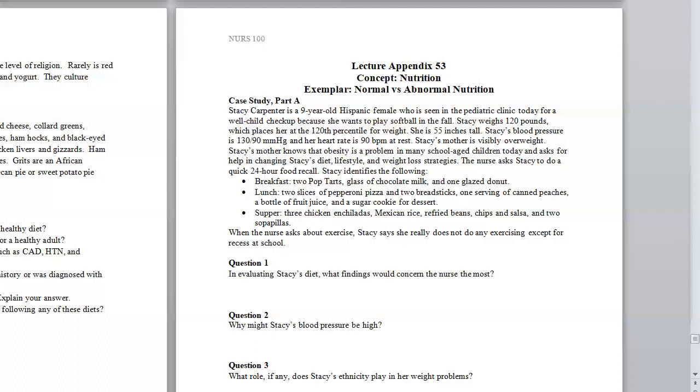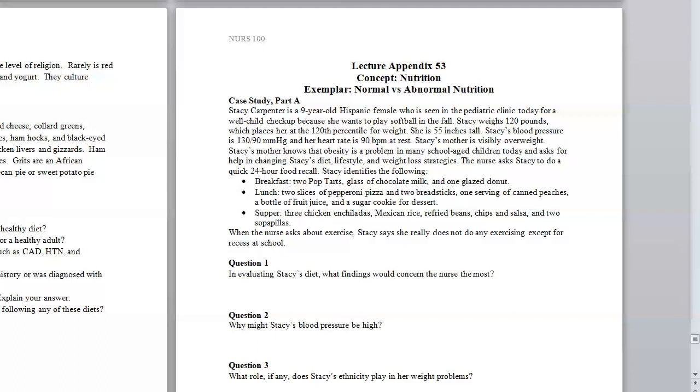For breakfast, she has 2 Pop-Tarts, a glass of chocolate milk, and 1 glazed donut. For lunch, she has 2 slices of pepperoni pizza, 2 breadsticks, 1 serving of canned peaches, a bottle of fruit juice, and a sugar cookie for dessert. And for dinner, she has 3 chicken enchiladas, Mexican rice, refried beans, chips and salsa, and 2 sopillas.